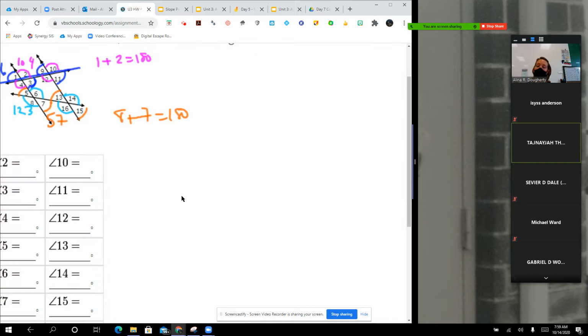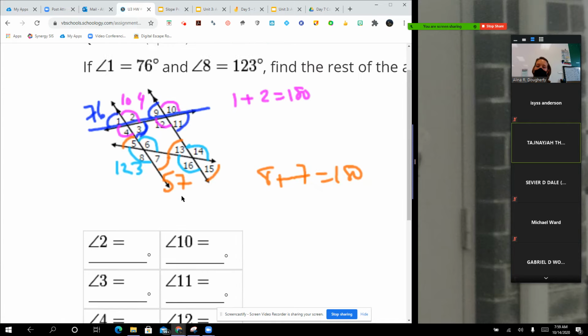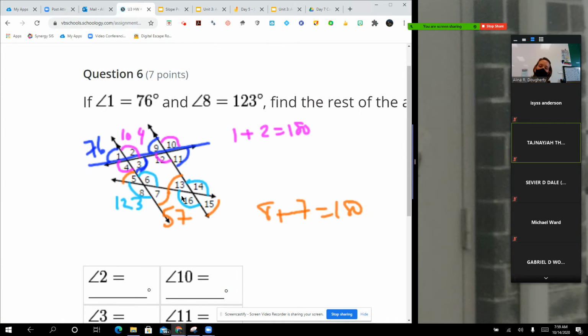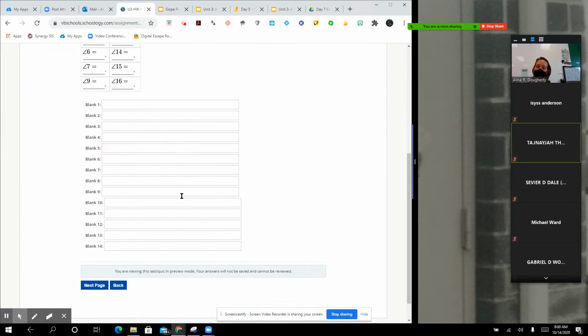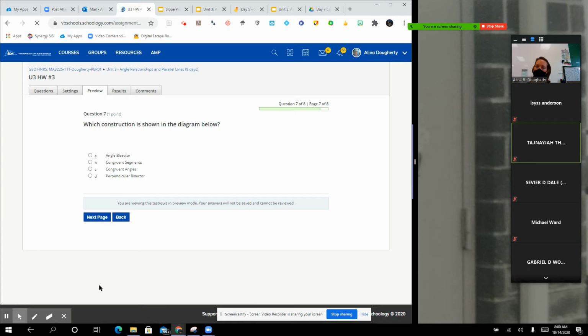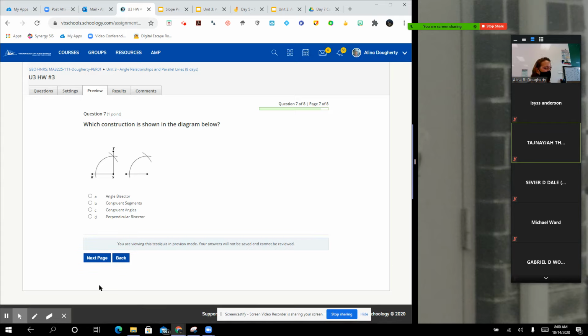I was not going to fill them out at the bottom. I was just going to go to the next question. Now that you know how to do it, you should be able to go back and recreate it. Question 7. Oh, this is a good one.